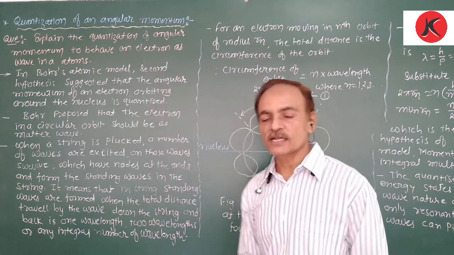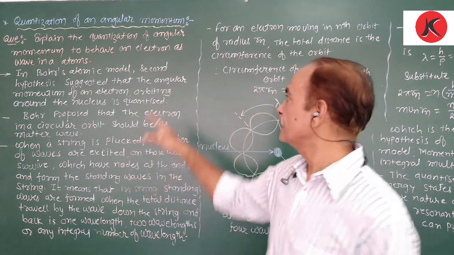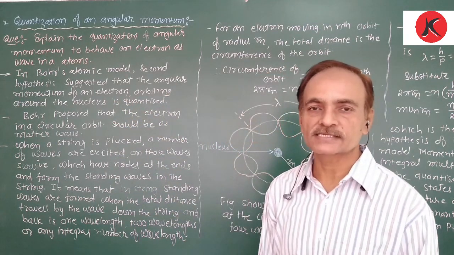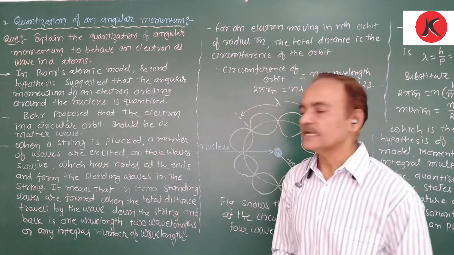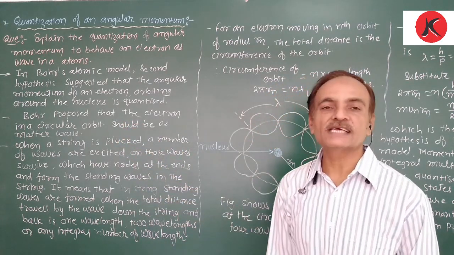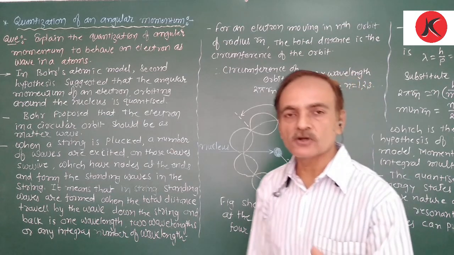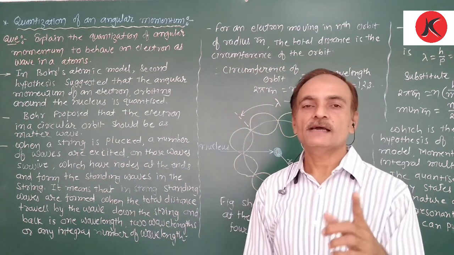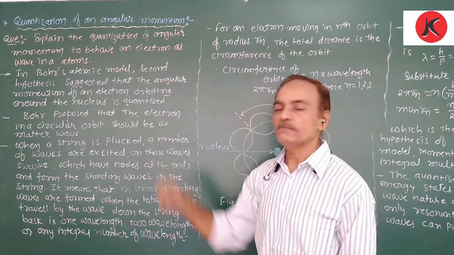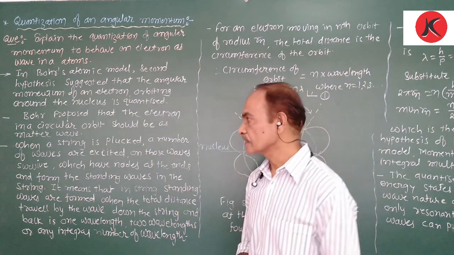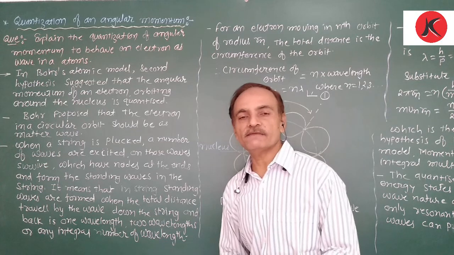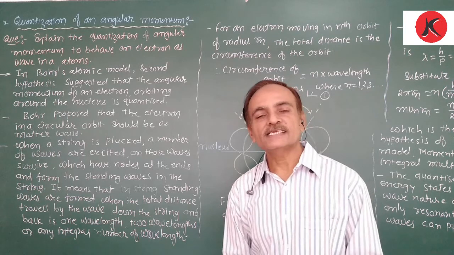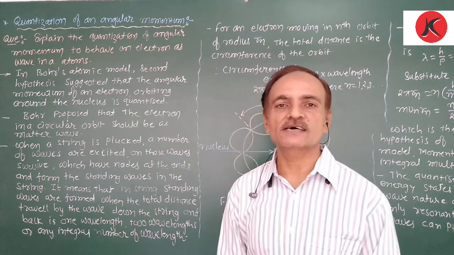So in Bohr's atomic model, the second hypothesis suggested that the angular momentum of an electron orbiting around the nucleus is quantized. Now, Bohr proposed that the electron in a circular orbit should be treated as a matter wave. That means Bohr suggested that when the electron is orbiting around the nucleus, it behaves as a matter wave. How? For that purpose, we take one example that we already discussed in 11th standard, the wave. What is a wave? First, a disturbance propagated in a medium is known as a wave.